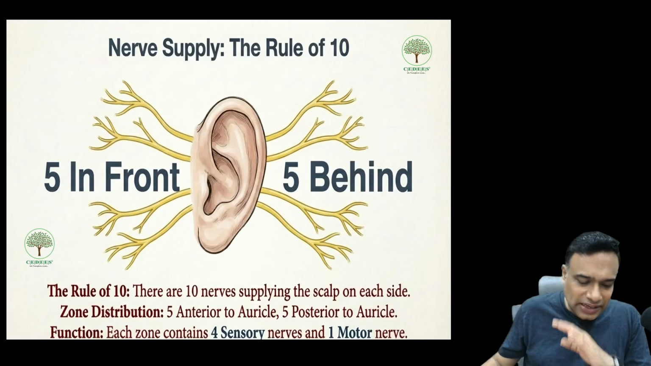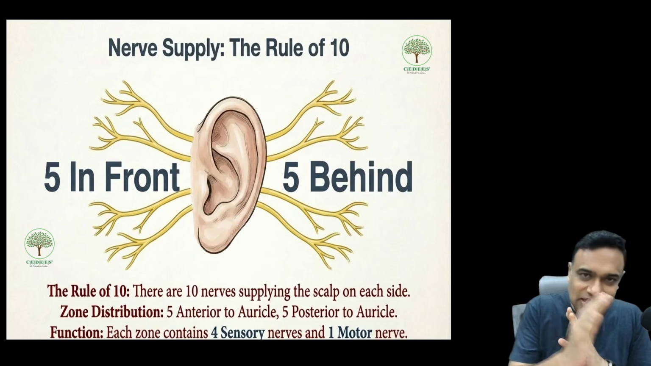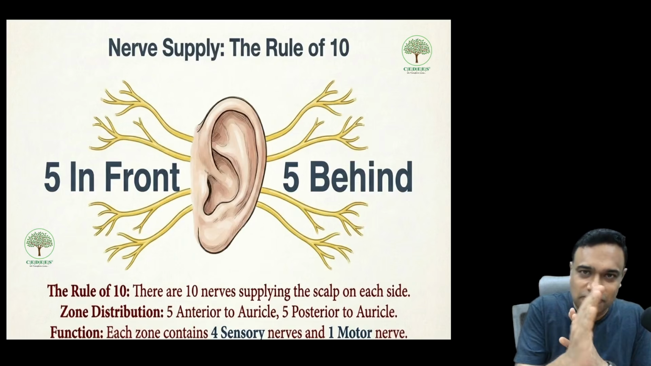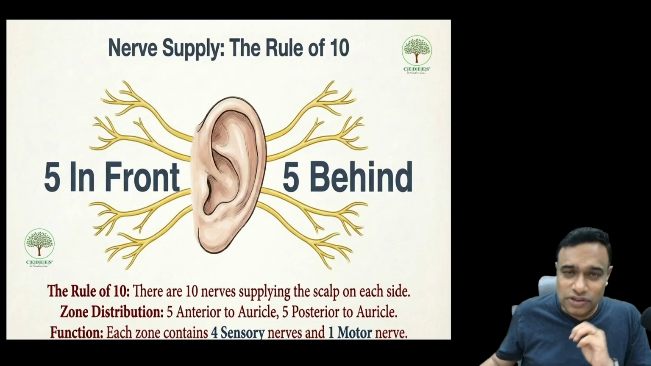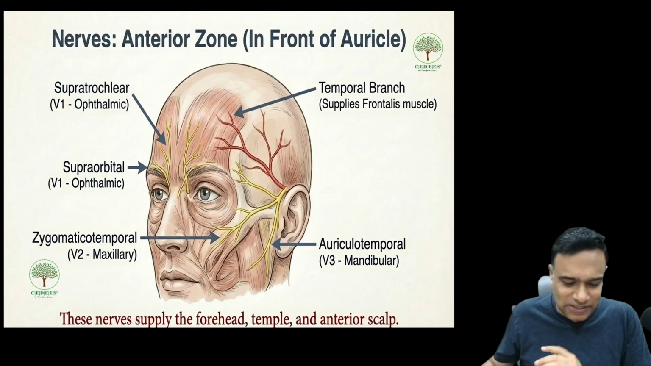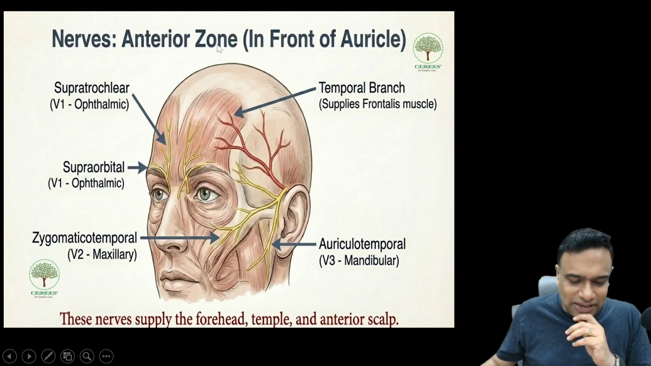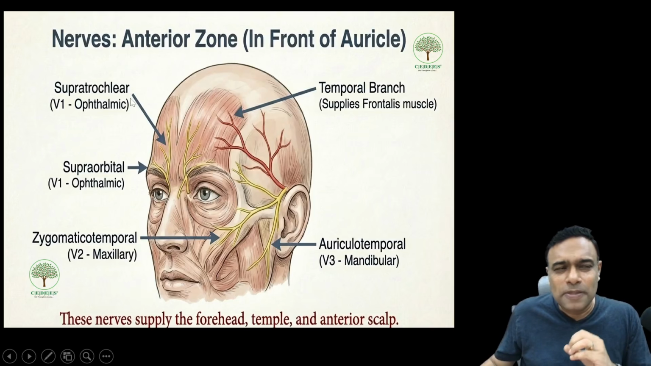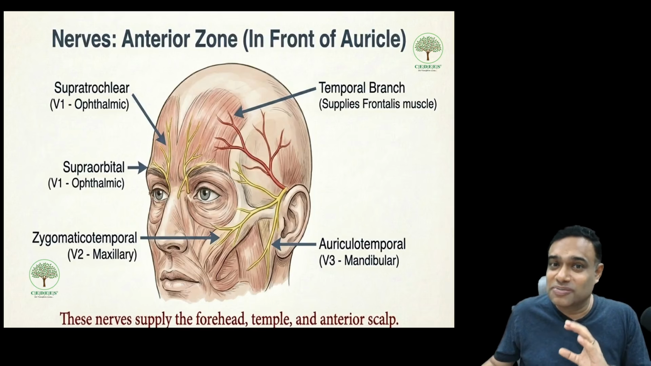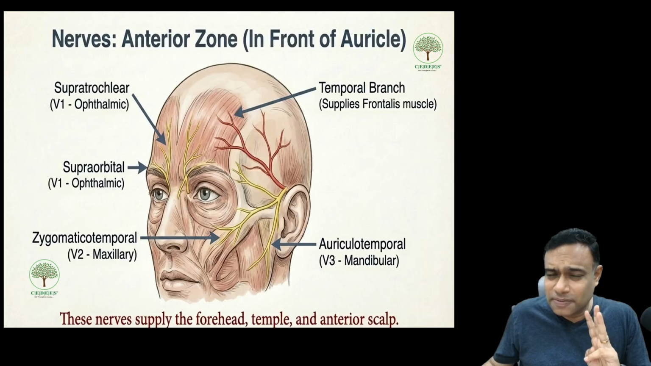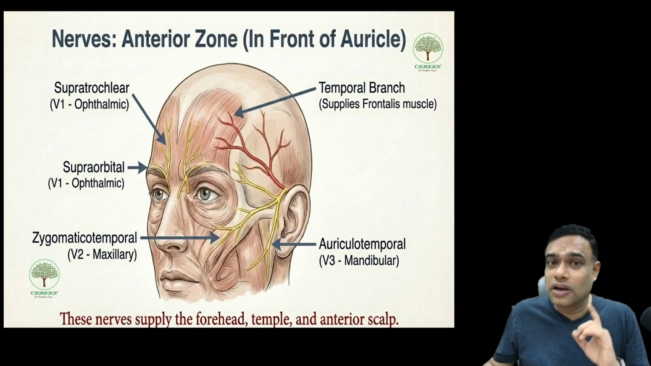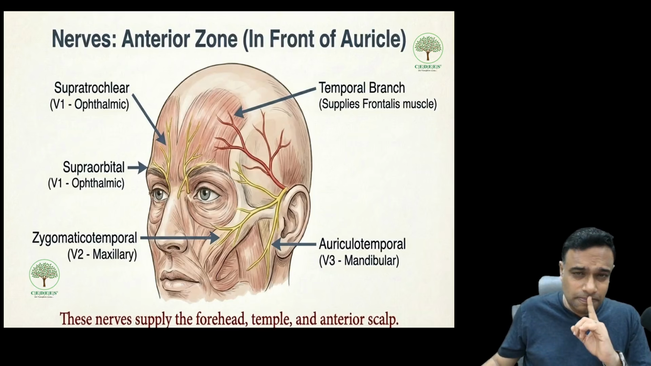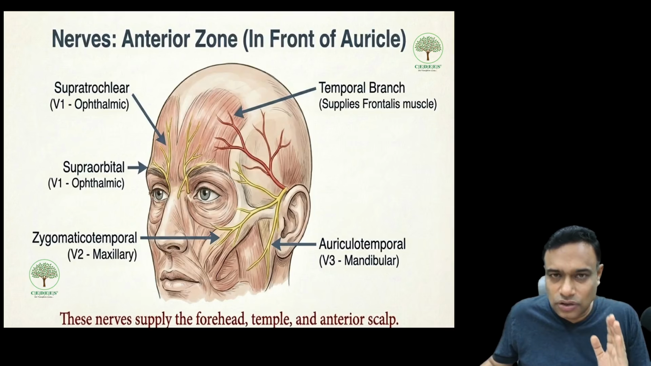Easy. This again can be divided as in the front and behind. So 5 in the front of the ear and 5 behind the ear. When you say 5, it is 4 sensory, 1 motor, 4 sensory, 1 motor. Okay? So if you look into this particular diagram here, anteriorly it's very easy because all 3 branches of the trigeminal nerve, ophthalmic, maxillary, mandibular, are important for supplying a sensory supply in front of the auricle.